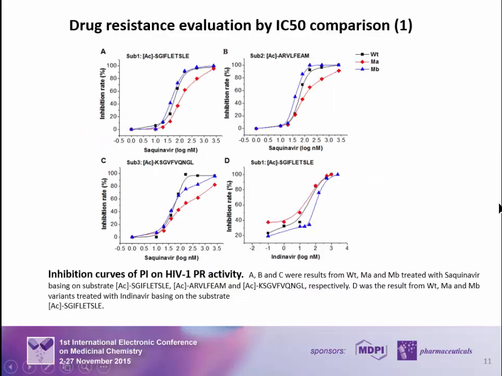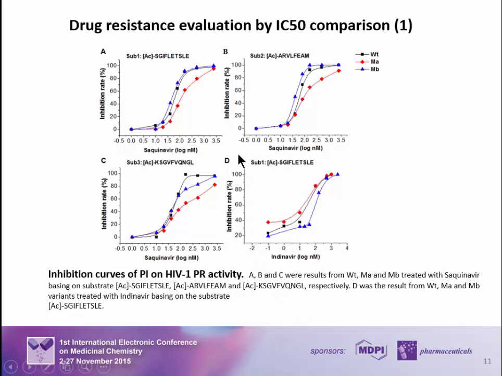And this slide shows the result of drug resistance testing of mutant A and mutant B. Unlike the activity experiment shown in the last slide, the enzyme reaction here was performed in the presence of protease inhibitor. Figures A, B, and C are the results corresponding to saquinavir based on different substrates: substrate 1, substrate 2, and substrate 3. And figure D is the result corresponding to indinavir based on substrate 1.